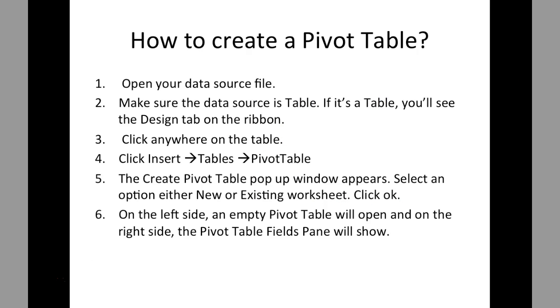Open your file. Make sure your data is converted to table. If your data is a table, you can see the Design tab on the ribbon and drop-down arrows on the headers. Once you're sure it's a table, click anywhere on the table. Click the Insert tab. In that, choose Tables, then select Pivot Table. You'll see Pivot Table pop-up window appear. In that, select New or Existing Worksheet as per your needs, then click on OK.